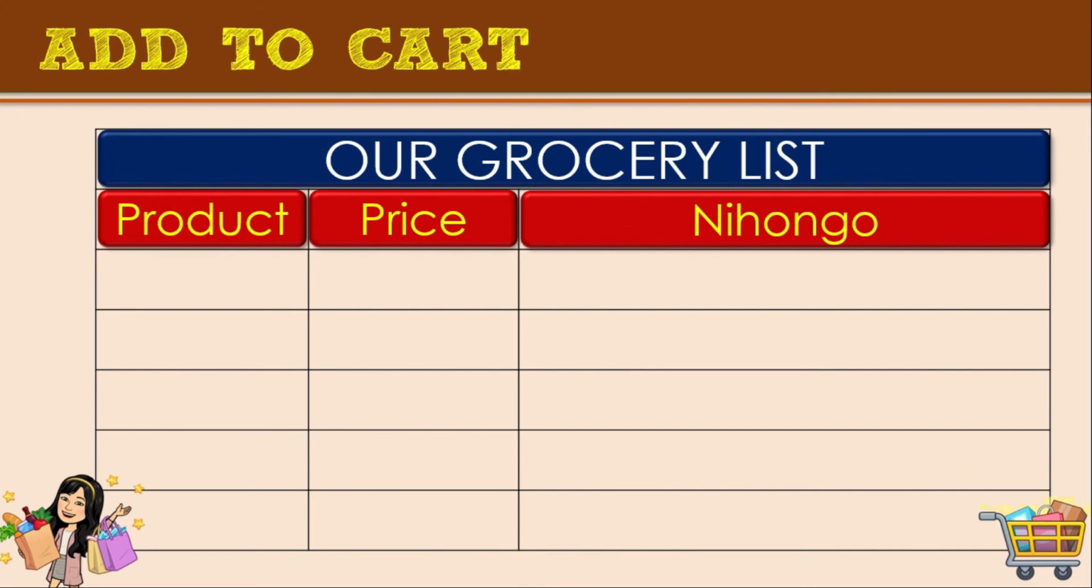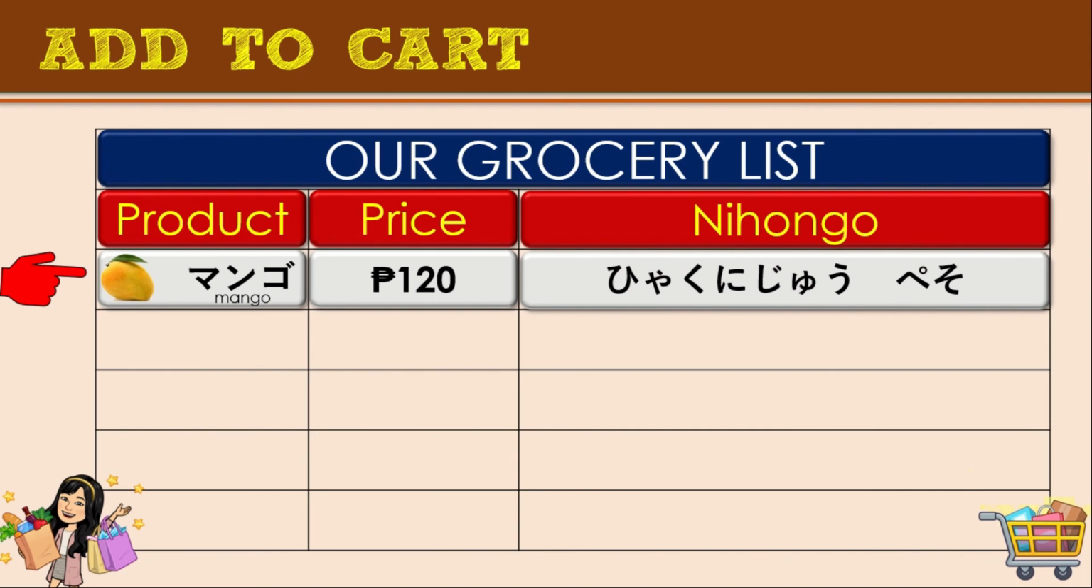例えば, for example, let's say the product is mango. Let's say the price of mango that you usually buy is 120. In Nihongo, 120 pesos is hyakunijuu peso. 120 peso です。わかりますか? Do you understand?